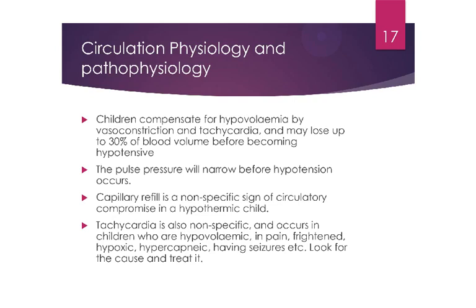So circulation physiology and pathophysiology. Now, it's important to understand that children compensate for hypovolemia by vasoconstriction and tachycardia, and they can easily lose up to 30% of the blood volume before becoming hypotensive. The pulse pressure will narrow before hypotension occurs. And tachycardia is also non-specific as well, and it can occur in children who are hypovolemic, if they're in pain, if they're frightened, if they have a fever as well, if they're hypoxic, hypercapnic, or having seizures. So you've got to try and look for the cause of what's wrong and try and treat the cause.